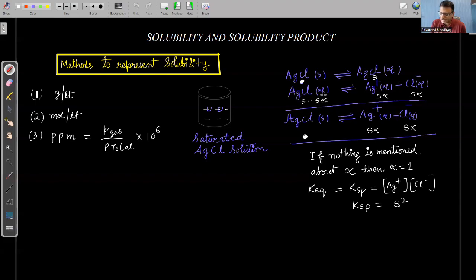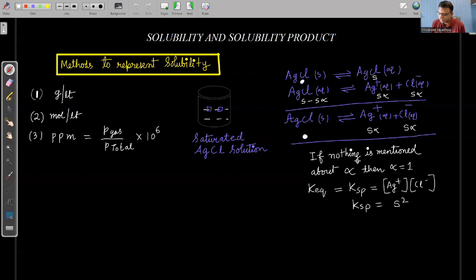So the amount of AgCl particles in aqueous medium left is equal to initial concentration minus concentration of dissociated AgCl particles, that is S minus S alpha. Because one particle of AgCl aqueous will dissociate, one particle of Ag plus and one particle of Cl minus ion will form. So this is the equilibrium net reaction. If we add these two reactions, AgCl aqueous will cancel out.